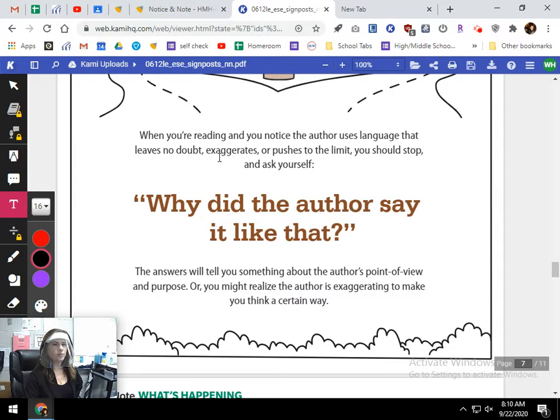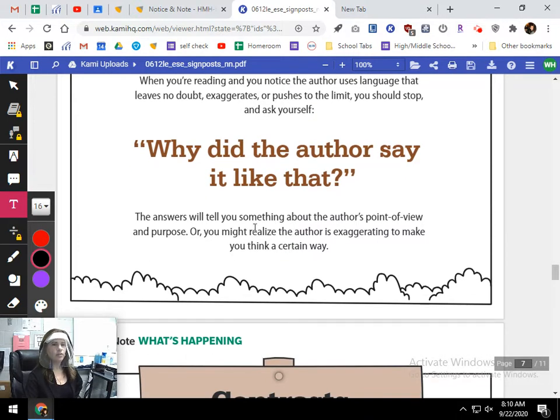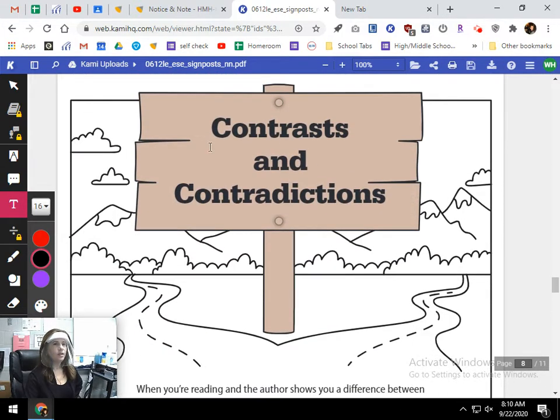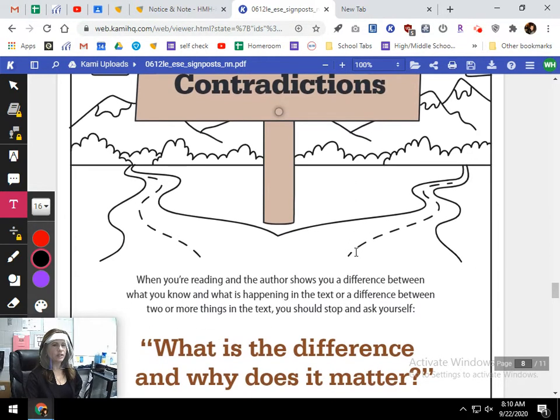Absolute language is when someone says something like, this should never happen, it always happens. That's absolute language. When you're reading and you notice the author uses language that leaves no doubt, exaggerates, or pushes to the limit, you should stop and ask yourself, why did the author say it like that? You might realize the author is exaggerating to make you think a certain way. We're going to talk about these today in your other lesson, contrast and contradictions.